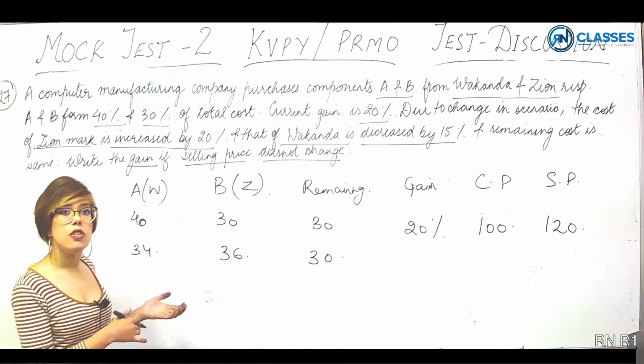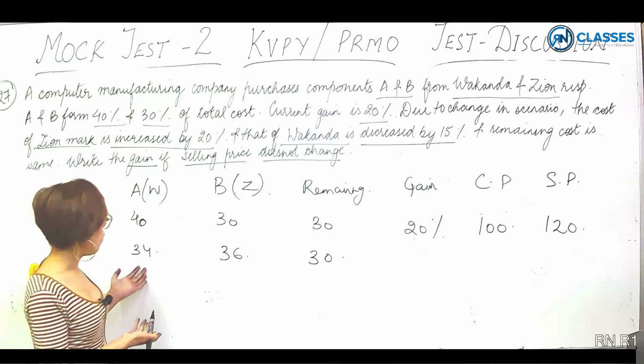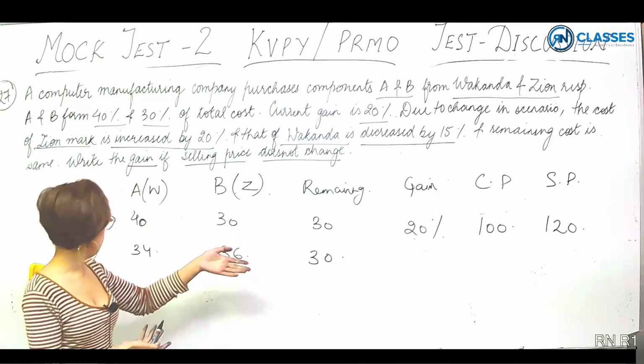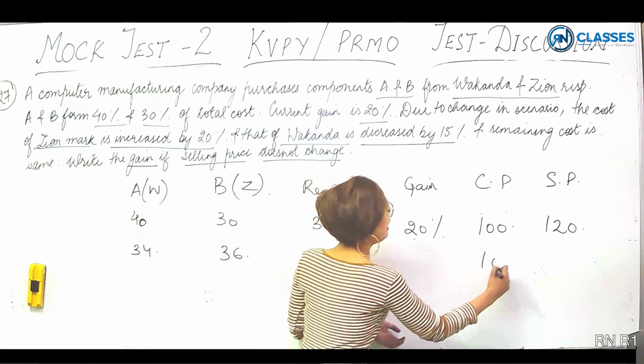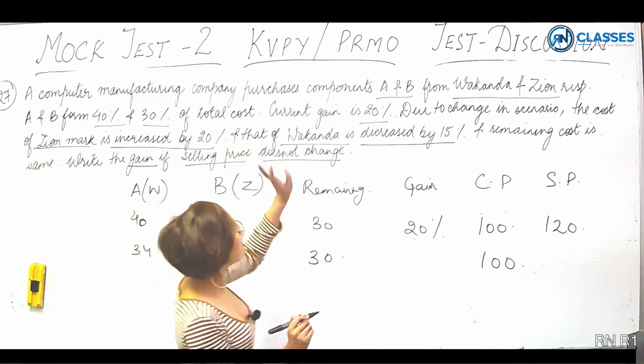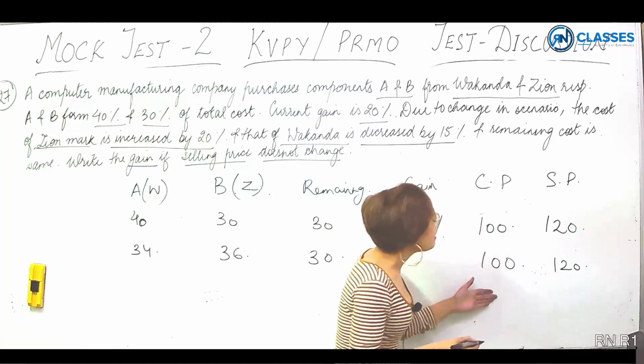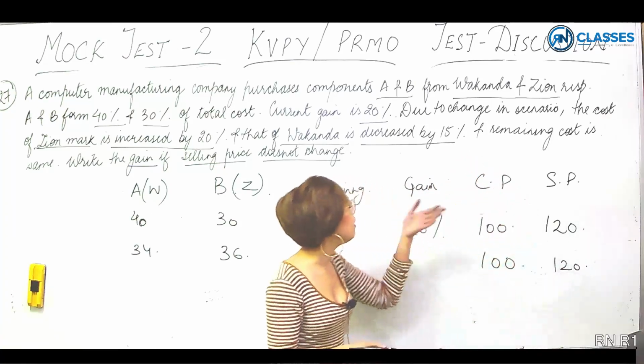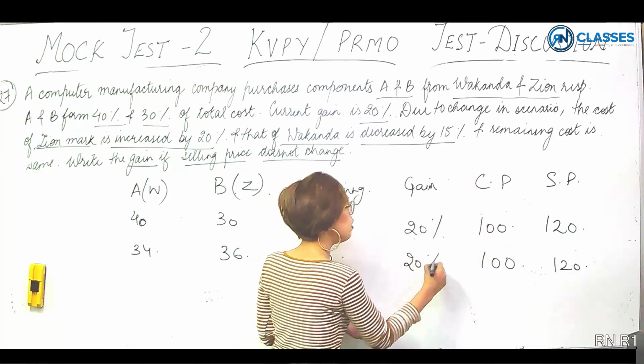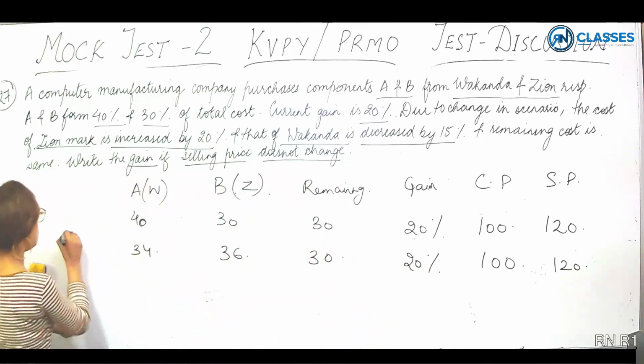Now, let's just check the cost price. 34 plus 36 plus 30. Cost price is 100. And he says write the gain if the selling price does not change. So, selling price is 120. Now, cost price is still 100. Selling price is still 120. The gain would be what? 20%. So, you need to write the gain. That is why the answer is 20.